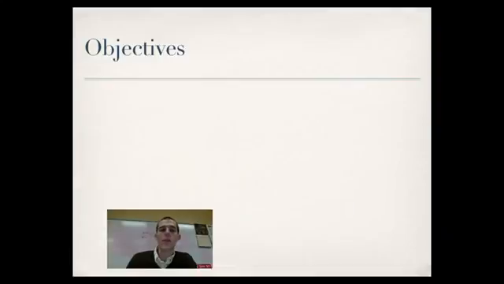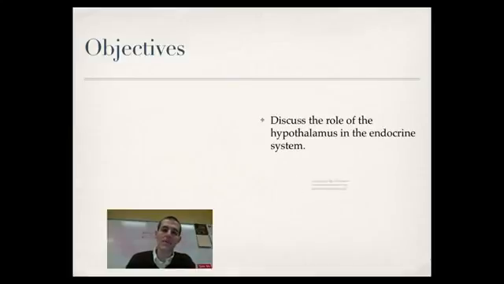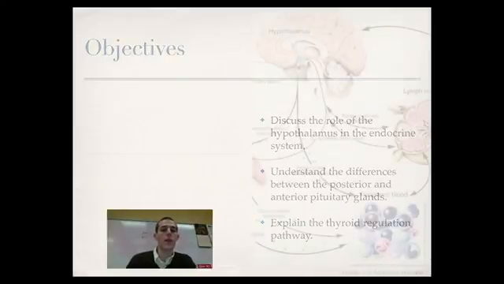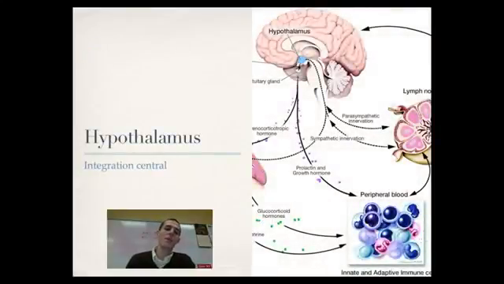So by the end of this video there are three things that I need you to know or be able to do. The first one is to discuss the role of the hypothalamus in the endocrine system. Second, understand the differences between the posterior and anterior pituitary glands. And finally, explain thyroid regulation pathway. So that's what we're doing. Let's go ahead and start talking about it, starting with the hypothalamus itself.